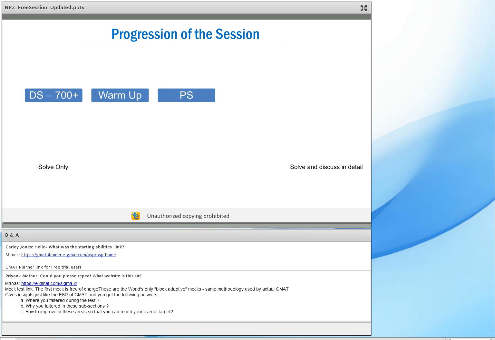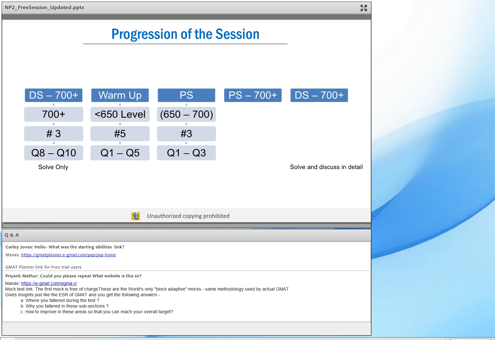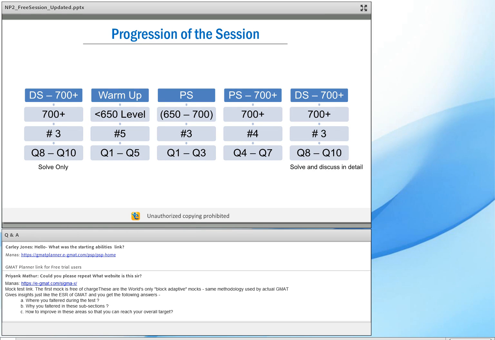Okay. So after we solve those 3 questions, we're going to do some warm-up questions. These are going to be very simple. Then we're going to do some problem-solving questions, some which are 650 levels. Then we're going to extend that to 700 level problem-solving questions. And then we're going to repeat the data sufficiency questions in the end. So with regards to the number of questions and what we call them, you can see that over here. Warm-up questions are very basic. The first set of problem-solving questions, we do 3 questions, 650 to 700. The next set, 700 plus problem-solving questions, we're going to call them Q4 to Q7, and then towards the end, we're going to repeat Q8 to Q10.